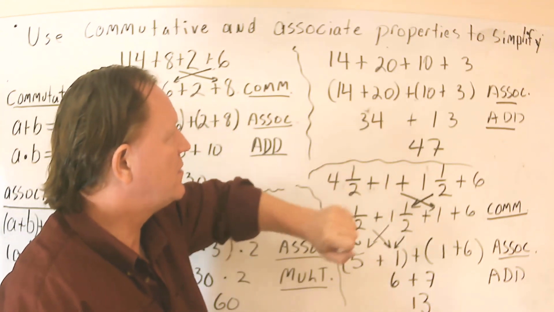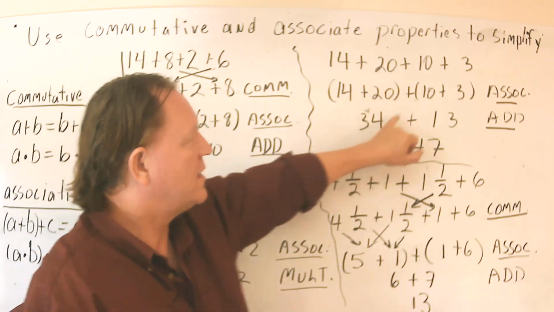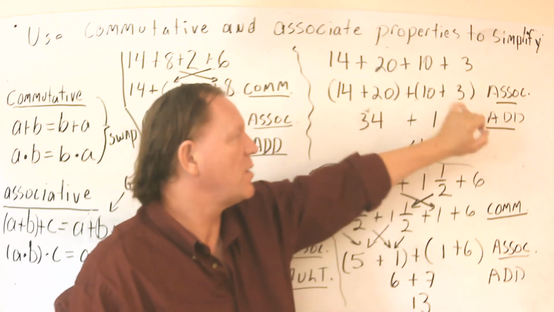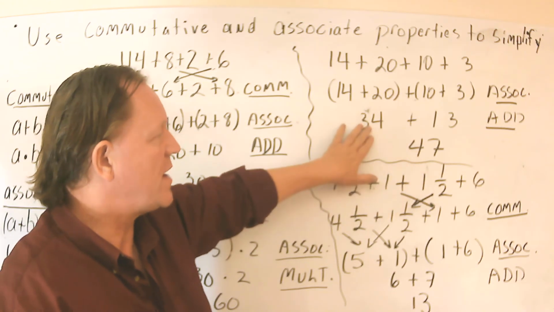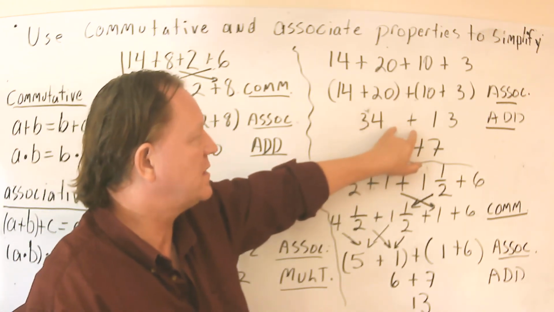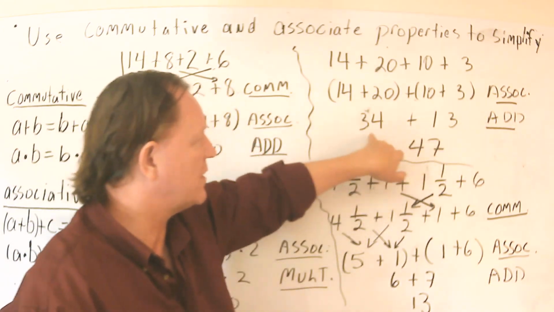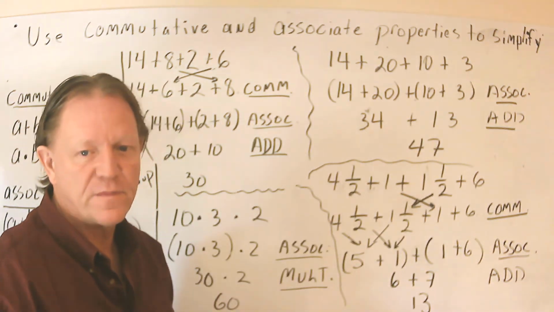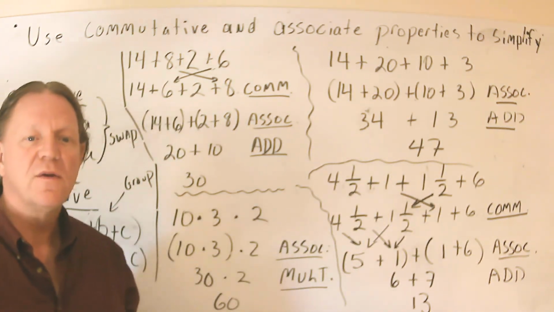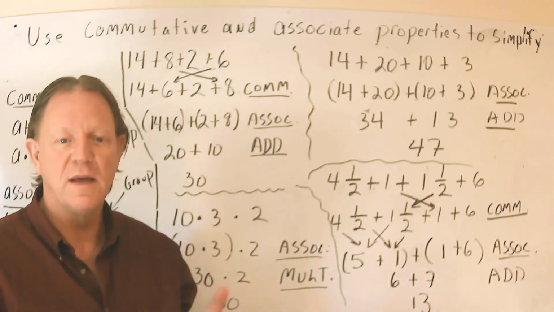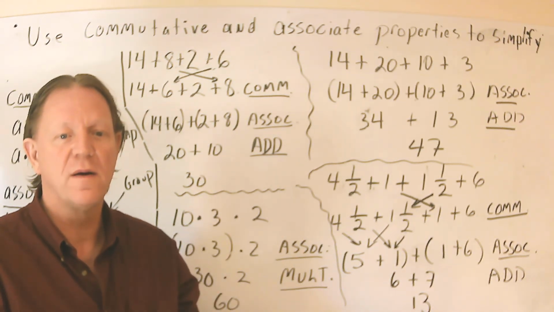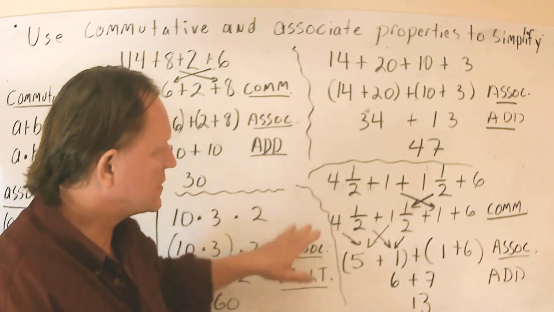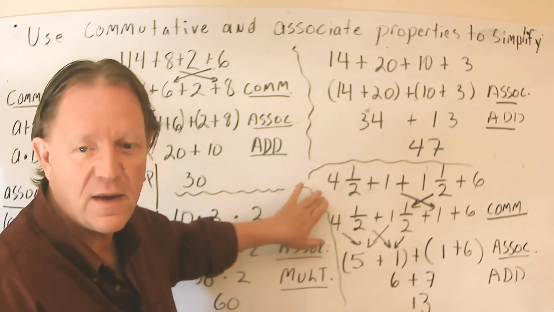14 plus 20 will give us 34, and 10 plus 3 will give us 13. We use the associative property to group those. The final thing we need to do to add these two, we use the addition property, and 34 plus 13 will give us 47. So again, you can use the properties in different ways. There are different possibilities. Let's look at this final example right here.